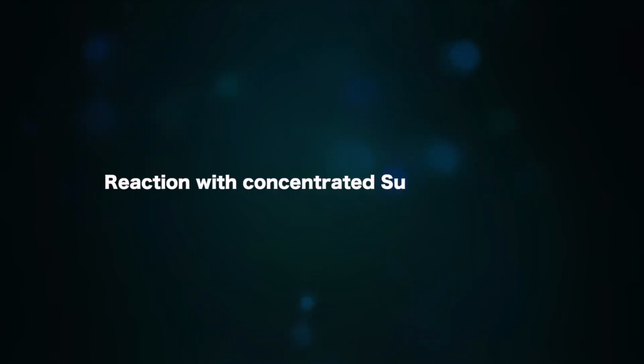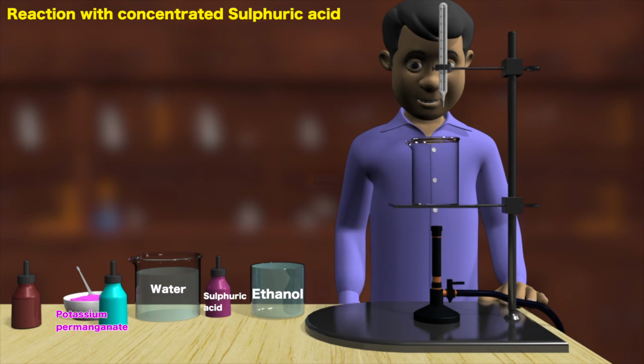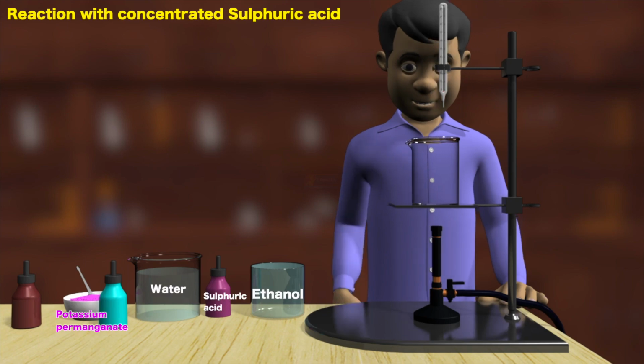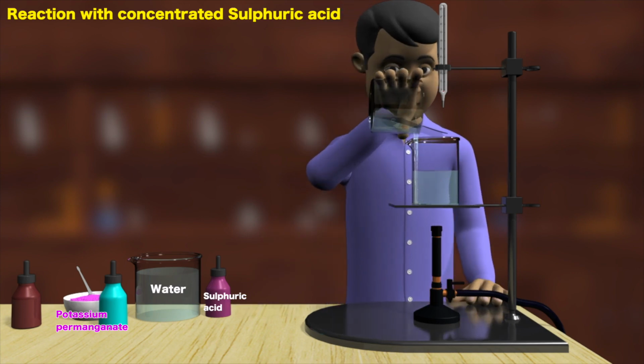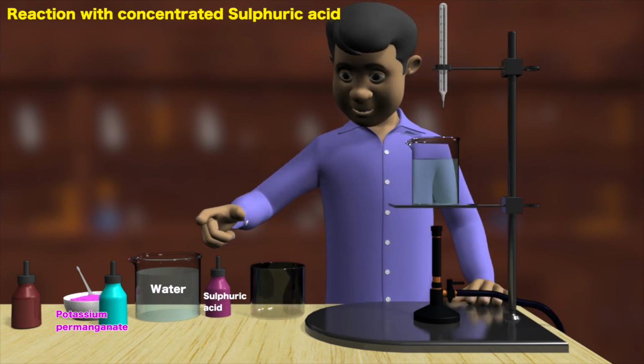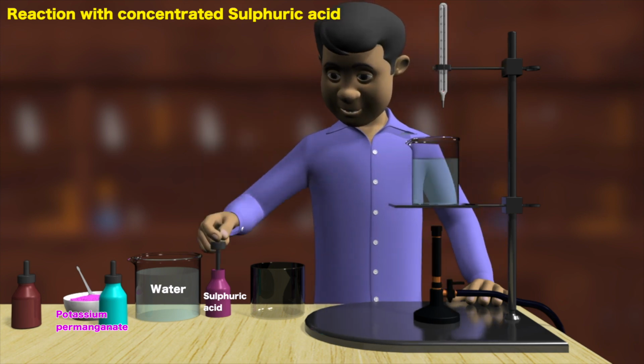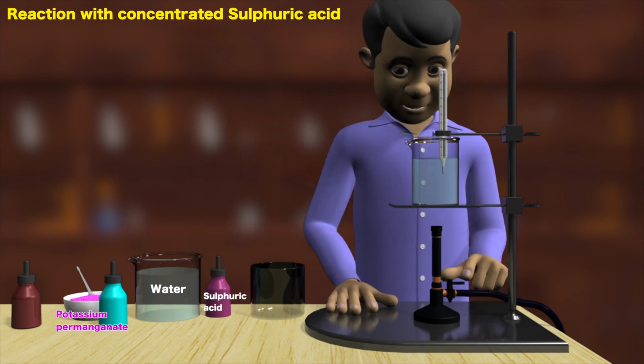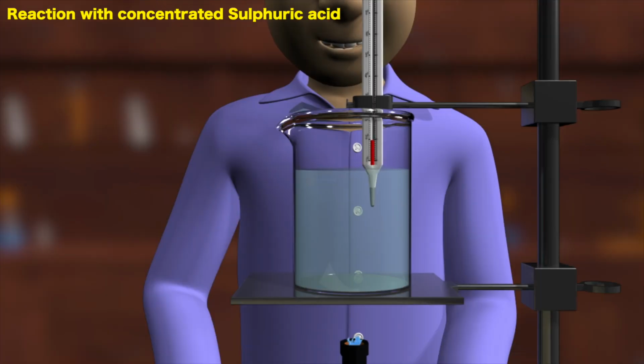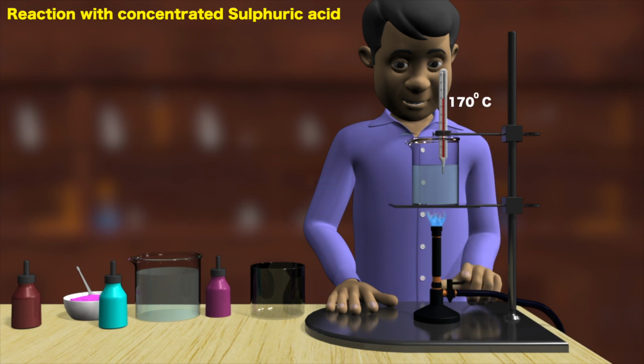Reaction with concentrated sulfuric acid. Take the complete laboratory setup as shown here. Now, add ethanol to the beaker. Put a few drops of concentrated sulfuric acid into the beaker. Light the Bunsen burner and heat the mixture up to 170 degrees Celsius.